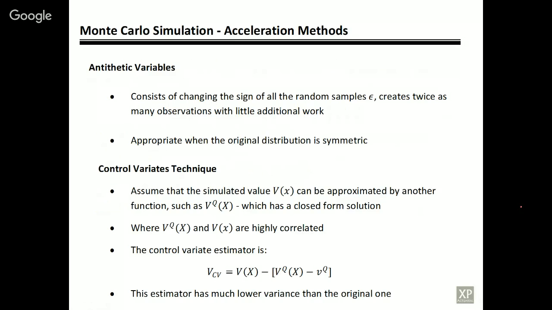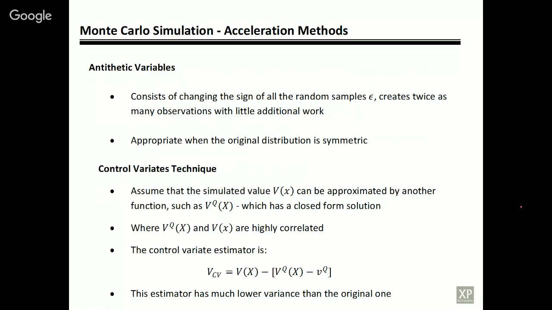Next, we'll cover Monte Carlo simulation acceleration methods. The first is antithetic variables. This consists of changing the sign of all random samples epsilon and creates twice as many observations with little additional work. It's appropriate when your original distribution is symmetric. So you start off generating random samples, and then you just flip the sign of them. If they're positive, they're now negative. If they're negative, they're now positive. And now you have double the number of random samples.